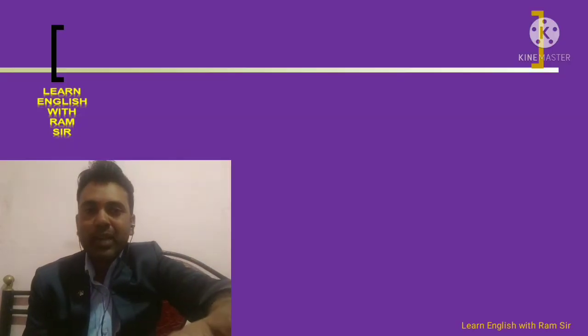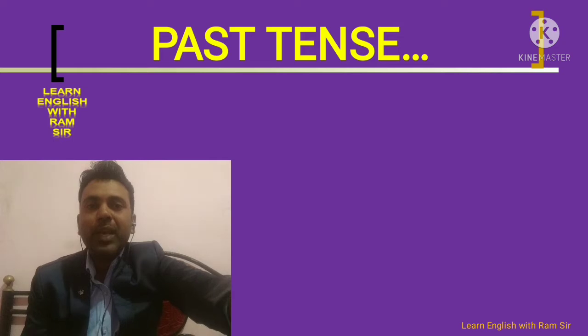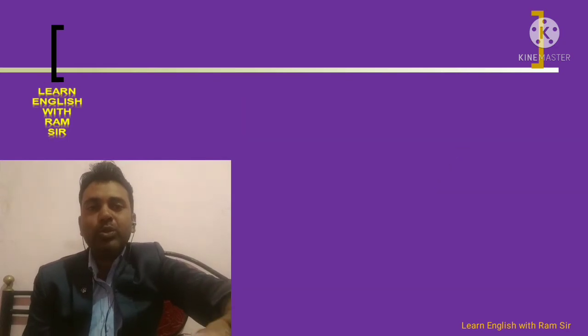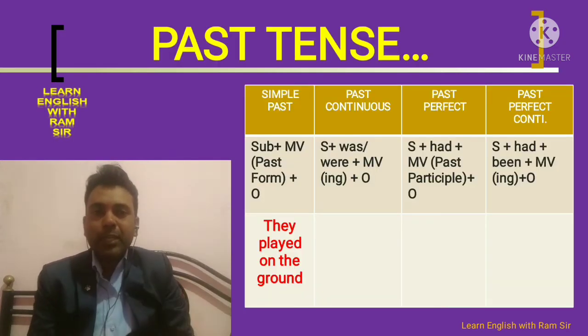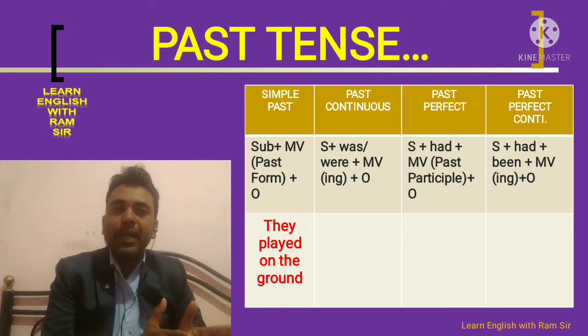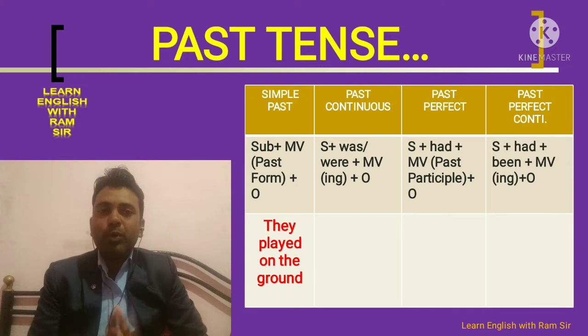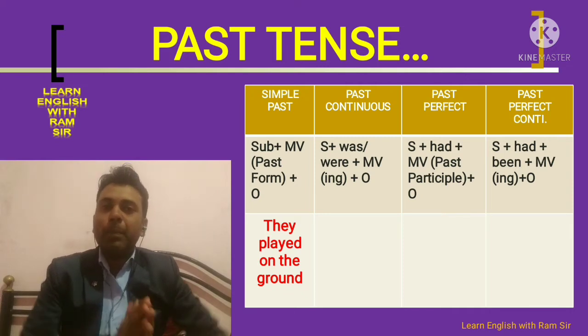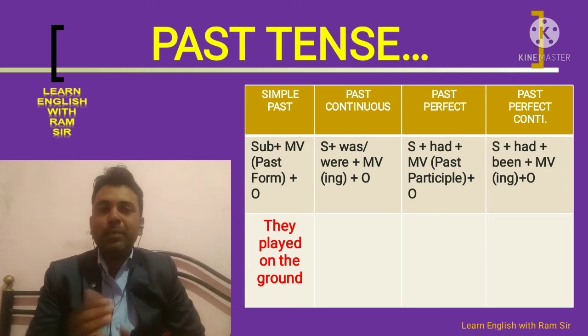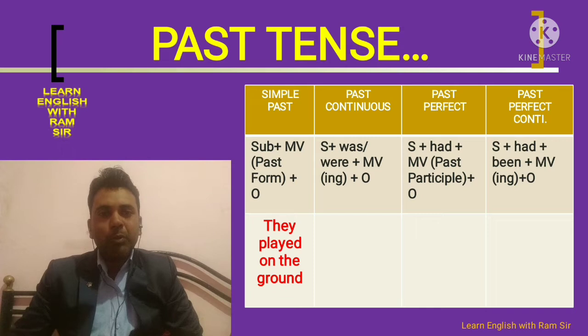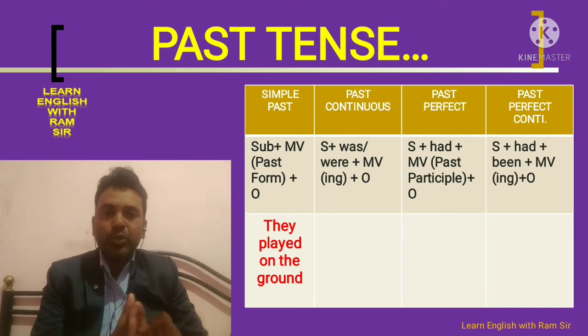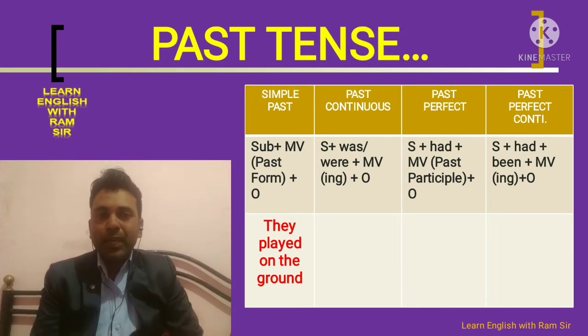Let's see your task. In this particular task I am going to give you one statement and you have to convert this particular statement into the remaining subtypes. So I am going to provide you one statement that is in simple past. The structure of simple past I am giving you here, and the statement is like that: They played on the ground. The same statement as per our previous session we are going to carry here.